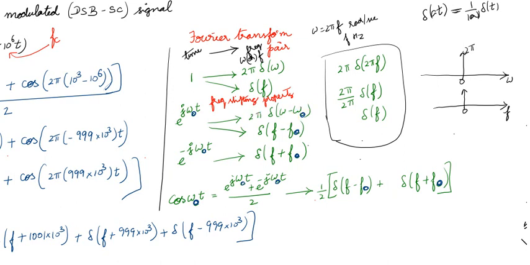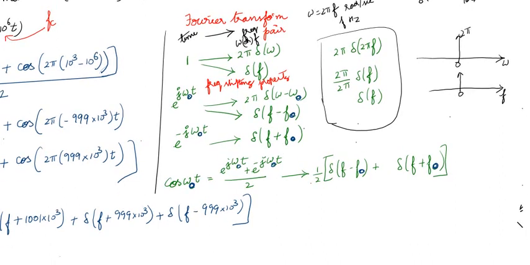Instead of that, I can express it in f. If I express it in f, it is delta of f minus f naught. Next, if it is e power minus j omega naught t, it becomes delta of f plus f naught. So simply speaking, if you have an exponential term, e power j term, in the time domain, there will be a shift in the frequency domain. f is shifted to f minus f naught. Here f is shifted to f plus f naught. Now with this help, we can write the Fourier transform of cos omega naught t.